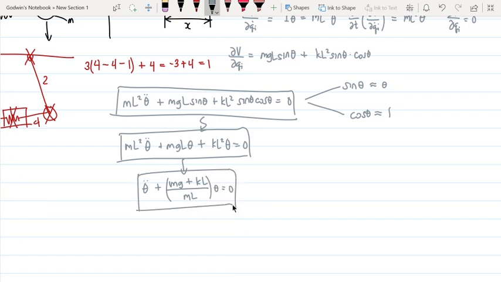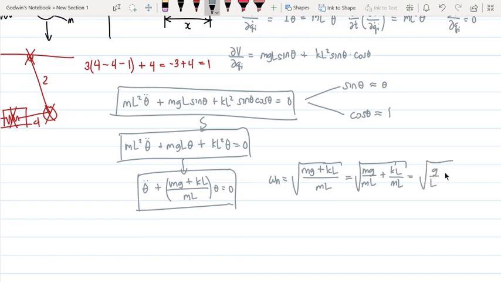Right? So that's another thing. So now, what's our natural frequency? Our natural frequency is mg plus kl over ml. What's interesting about this, if I decompose this fraction, it's going to look like g over l plus k over m. This g over l is the pendulum. This k over m is a spring. So that's just very neat for me.